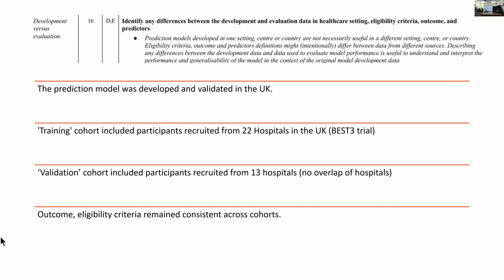So this prediction model was developed and validated in the same subset in the UK. The training cohort included participants from 22 hospitals. The list of those hospitals is provided in the BEST3 trial. The validation cohort, which is this particular study we are looking at, was patients recruited from 13 hospitals. There was no overlap of hospitals, but it was largely from the same geographic area. And the outcome and eligibility criteria remain consistent across the previous and the current study.